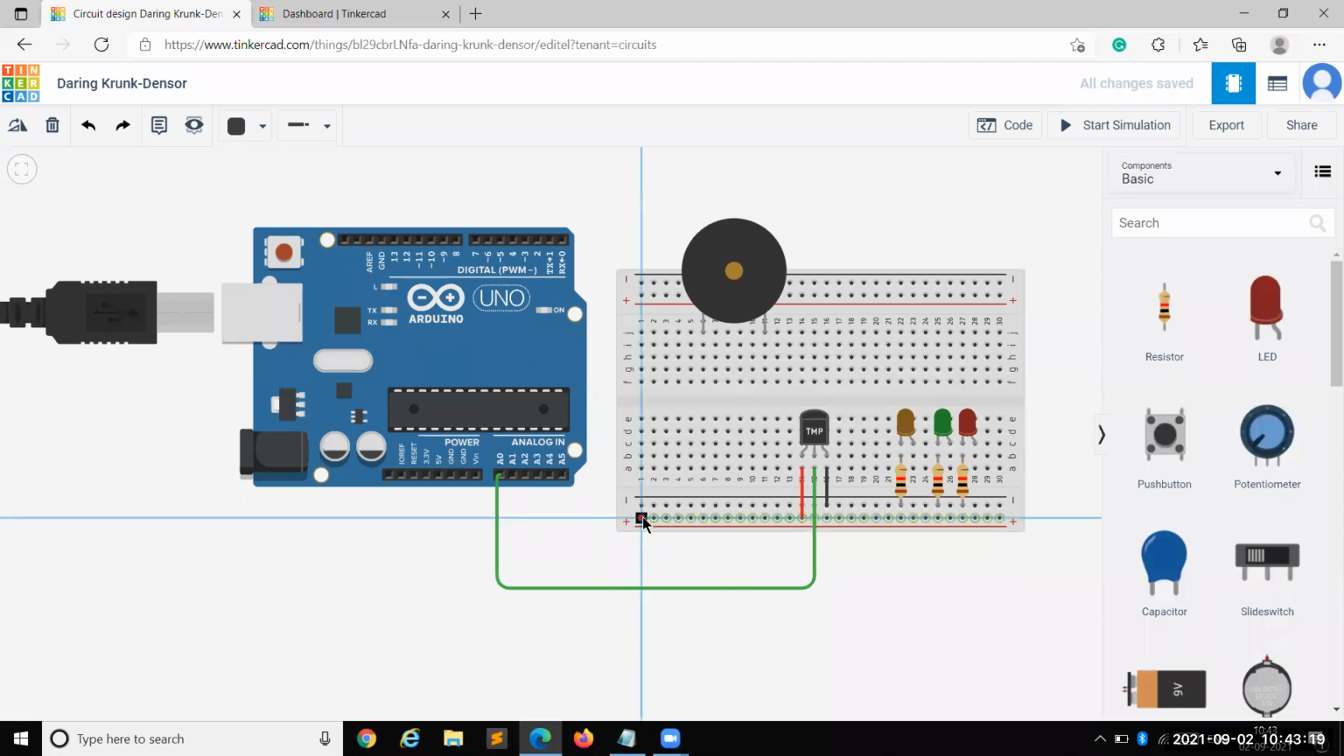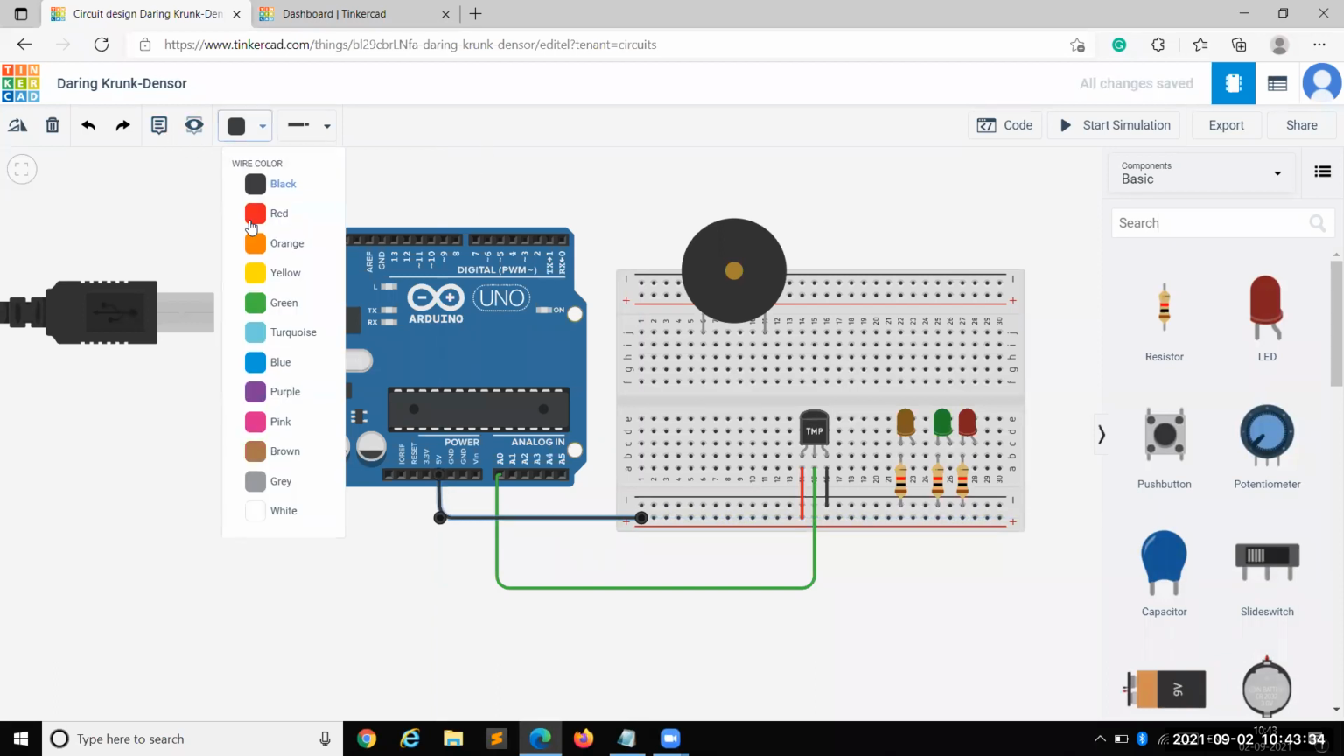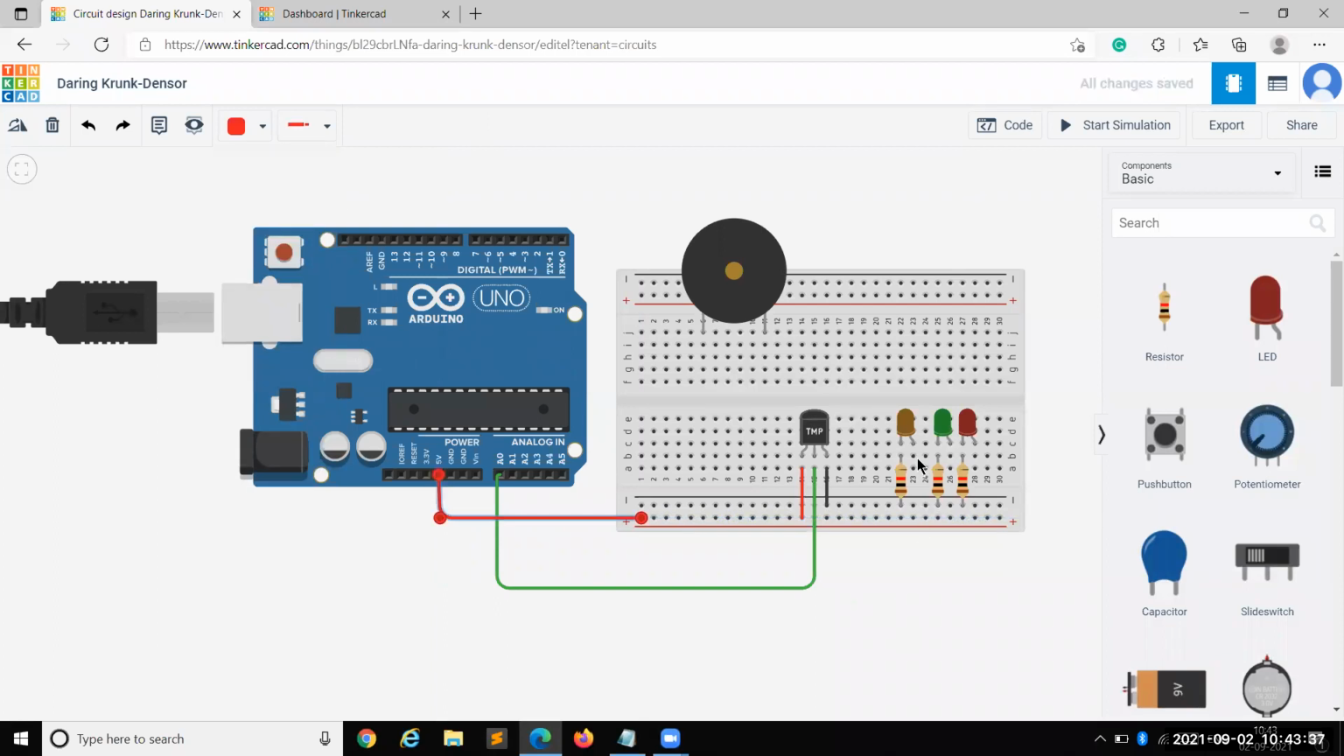Now what I'm going to do is, okay, this one should be red as we have seen before. This one will come to ground, that's the negative terminal. And so this one will be black.